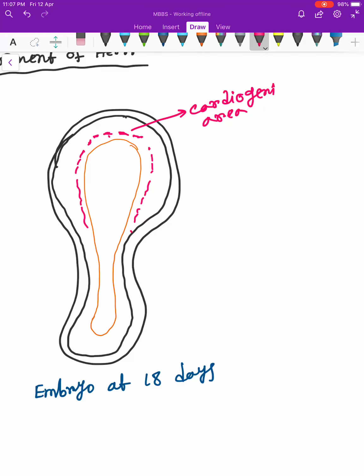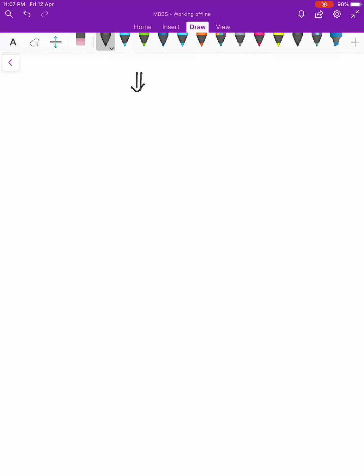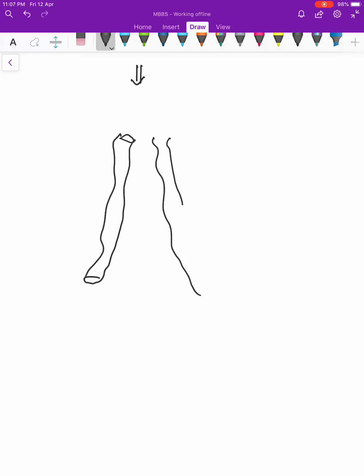Okay, so this is the cardiogenic area. From the cardiogenic area, the development of endocardial tubes occurs. Okay, so let's take this is the right side endocardial tube, this is the left side endocardial tube. This is the blood flow.